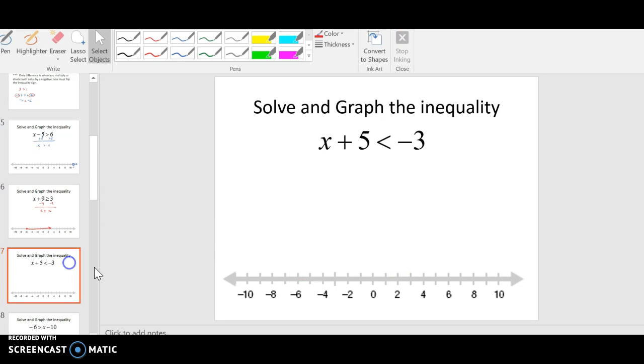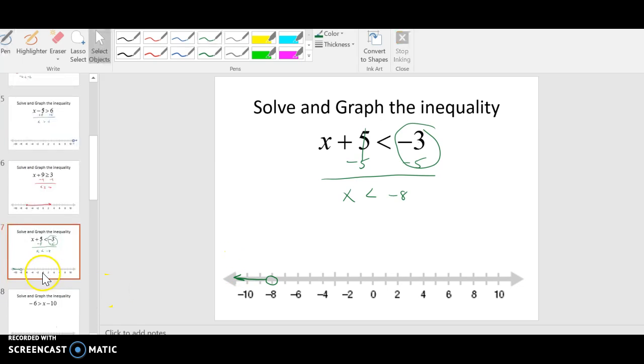Okay. So next one, solve and graph this inequality. To get rid of the 5, I'm going to go ahead and subtract it. So x becomes less than negative 3 minus 5, which is negative 8. Remember, when you're solving these equations, to keep track of the signs correctly. So I'd go to negative 8. It's going to be an open dot. Since it's less than, I'm going to shade to the left.